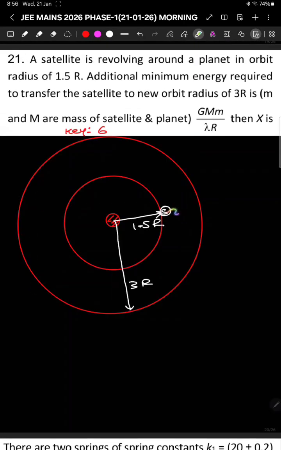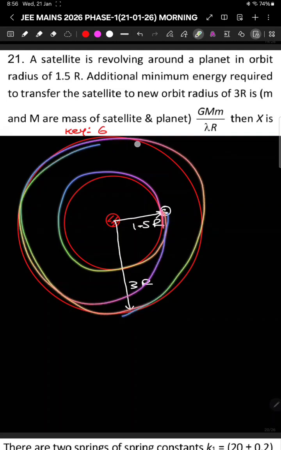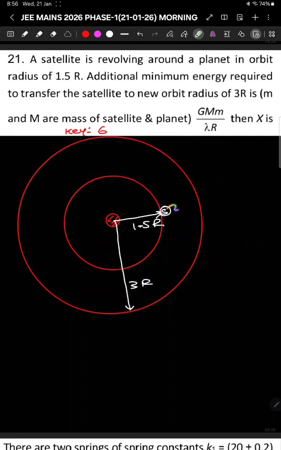A satellite is revolving near a planet in an orbit of radius 1.5 R. Now, the additional energy required to transfer the satellite to a new orbit of radius 3R. So this satellite should be brought to this orbit. How much extra energy is required, he was asking. So initially we know the energy value and finally we know the energy formula. The difference of energy is nothing but the energy required to shift the satellite from this orbit to this orbit.